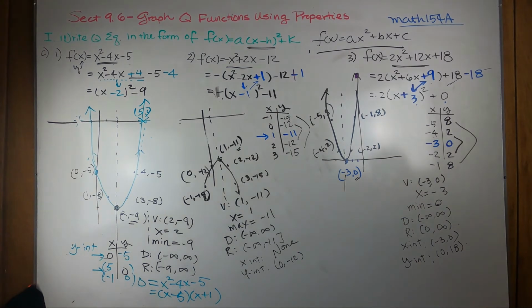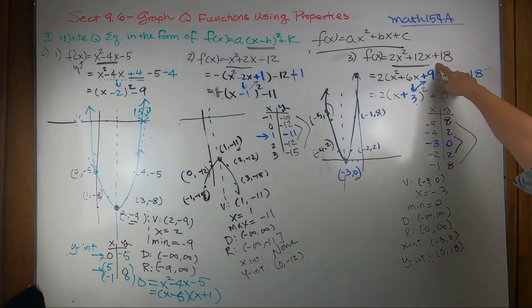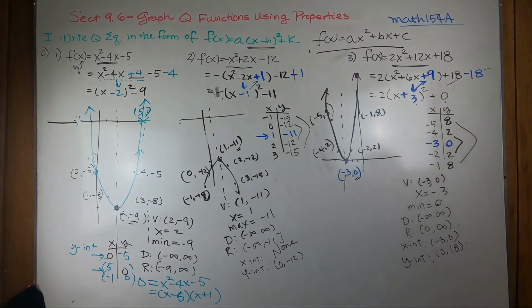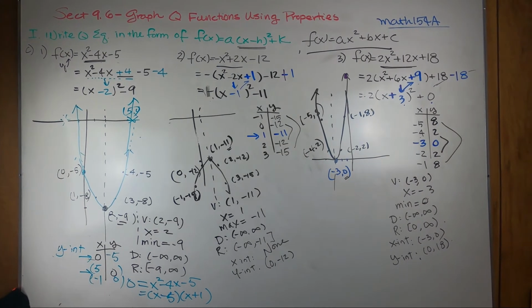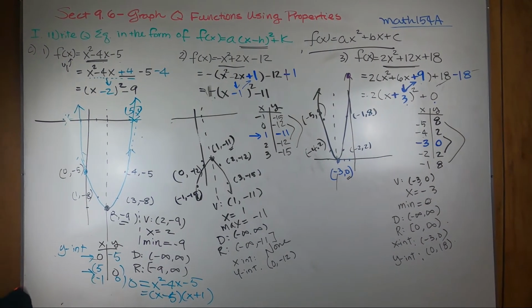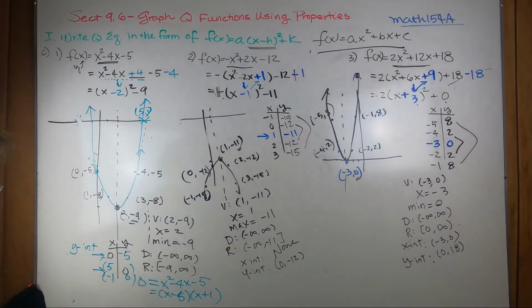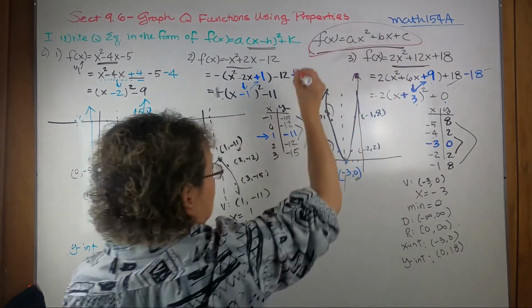Okay? Then what happens if we give you the standard form? You can change to vertex form to do it. Is that right? Okay. However, there is a way to find your vertex directly from the standard form.